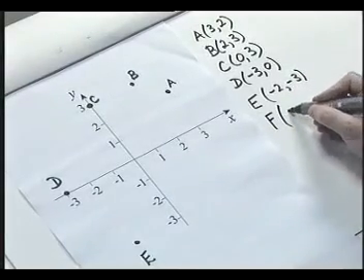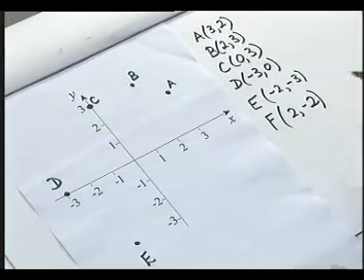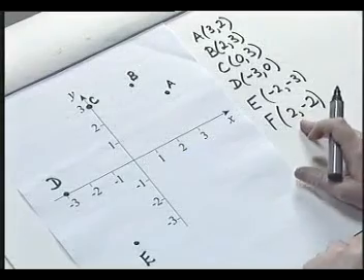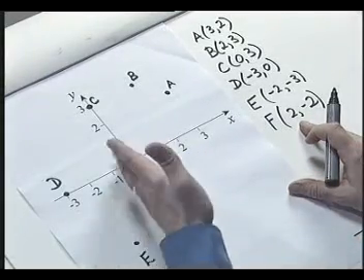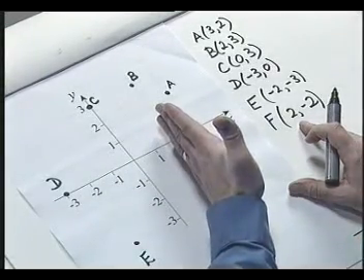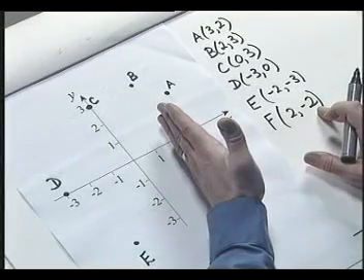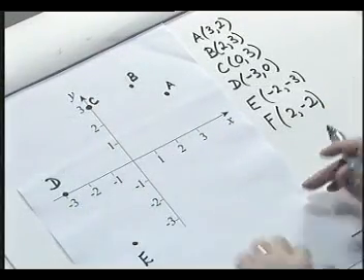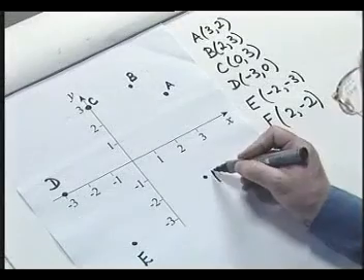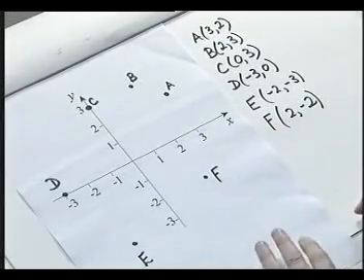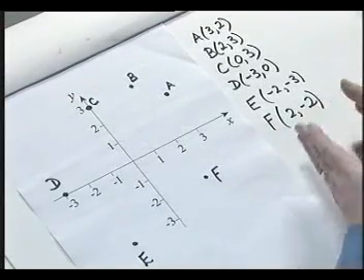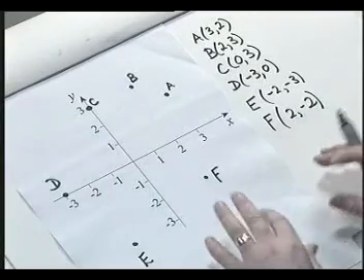Final one, 2, minus 2. Let's see where that is. X-coordinate of 2 means we move to the right a distance 2. Y-coordinate of minus 2 means we move down a distance 2. So there's point F. OK, so now, given any ordered pair of numbers representing a point in the plane, you know how to plot where it is. We know how to locate it.